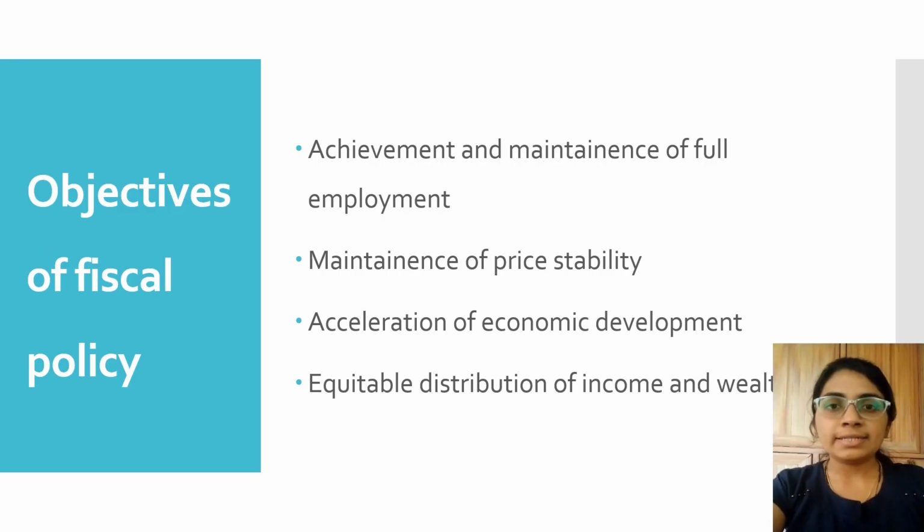Now, let's see the various objectives of a fiscal policy. First one is achievement and maintenance of full employment. Fiscal policy aims to ensure that all the available resources are utilized efficiently. By adjusting government spending and taxation, fiscal policy can stimulate economic activity during recessions and thereby create jobs and reduce unemployment. Second one is maintenance of price stability.